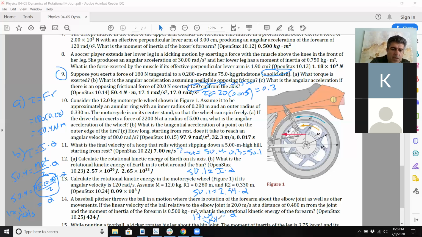So the key thing is you have to realize that friction is working against you, so that's going to reduce your initial torque. Our initial torque is 50.4, the torque from the friction was 0.3. Subtract it and then get the new acceleration as a result. That's number 9. I don't know if something like part C will last, but I just want to make sure you guys understand that.